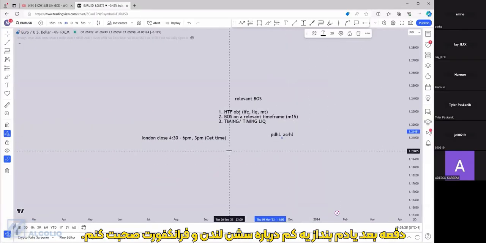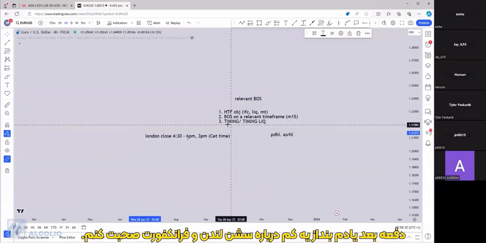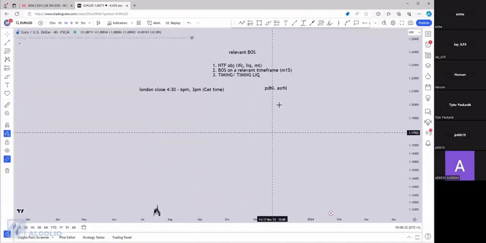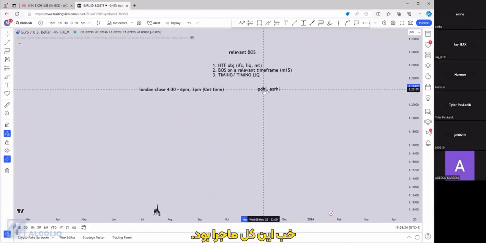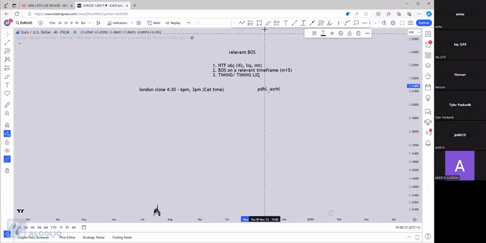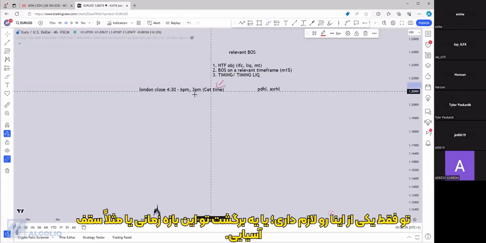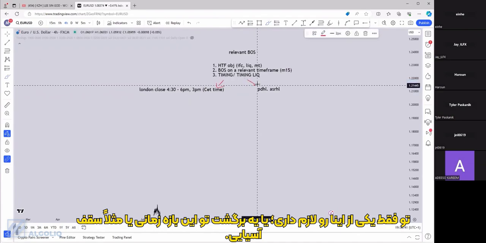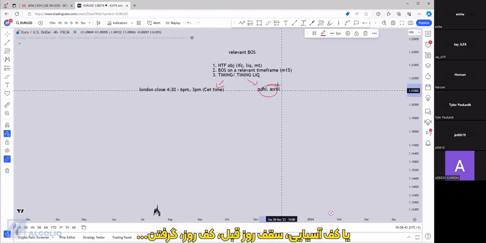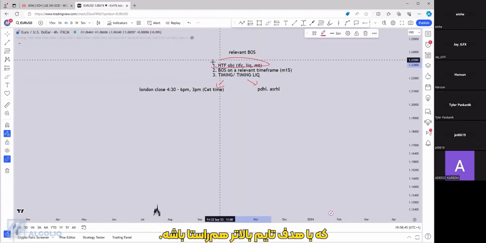Next time, remind me to talk about London and Frankfurt session a bit. So this is everything. You only need one of those, either a reversal during this time or Asian high, Asian low, previous day high, day low, taken out, lining up with higher time frame objective.